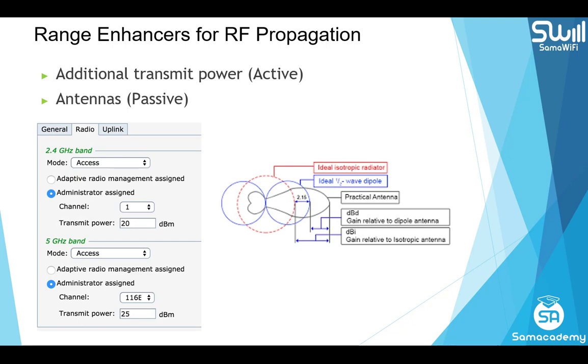There are two ways to improve the radio frequency propagation: active and passive. Active means you can increase the transmit power. Obviously, it will depend on country regulations. Passive means using the proper antenna to focus the radio frequency energy where it is needed. It will depend on antenna pattern and antenna gain. dBi is a relative measure to represent the gain of the antenna in comparison to an isotropic radiator. dBd is a relative measure to represent the gain of the antenna in comparison to a dipole antenna.